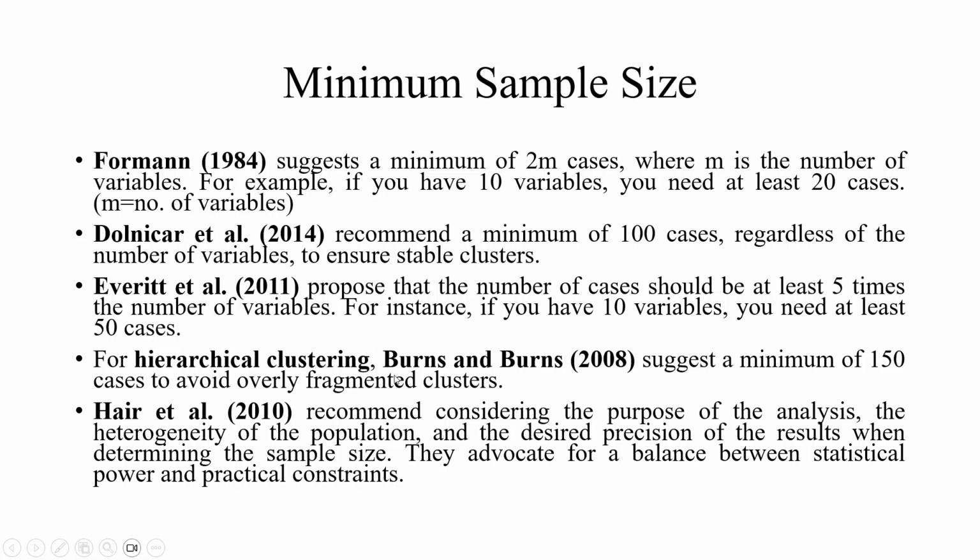For hierarchical clustering, Burns and Burns suggest a minimum of 150 cases to avoid overly fragmented clusters. Hair et al. recommend considering the purpose of the analysis, the heterogeneity of the population, and the desired precision of the results when determining the sample size. They advocate for a balance between the statistical power and practical constraints.